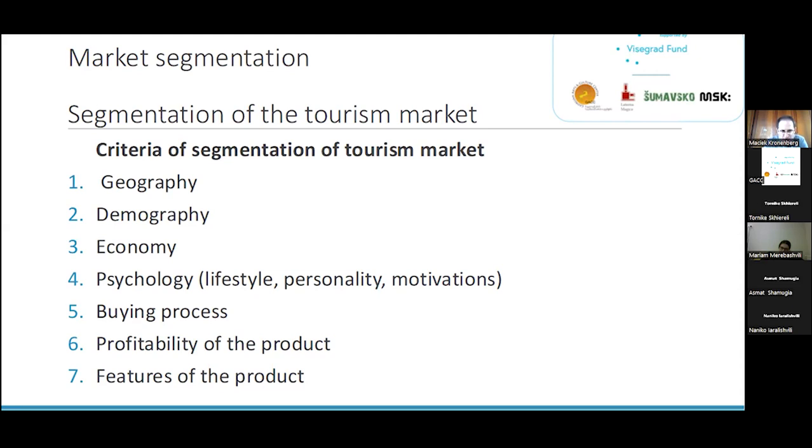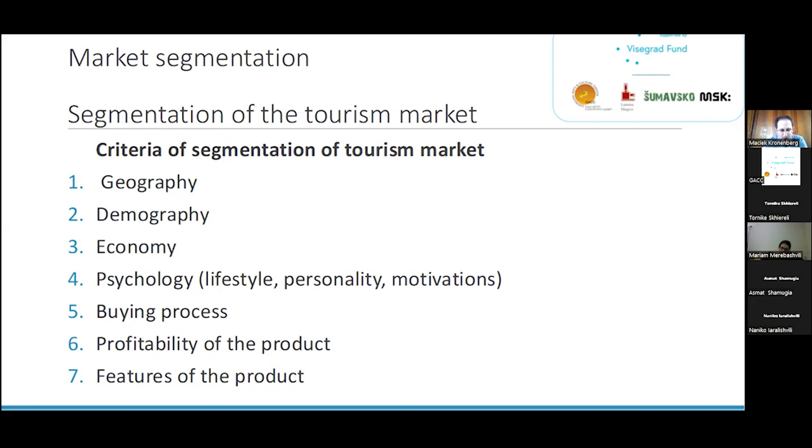The demographic, whether they are old, young, whether they are parents with children or parents without children. The economy, so mainly how big an income they have and how much money they would spend on tourism activities. Psychology, sociology as well. So their lifestyle, their motivations, their personality, their attitude towards tourism and towards creative offer in the tourism industry.